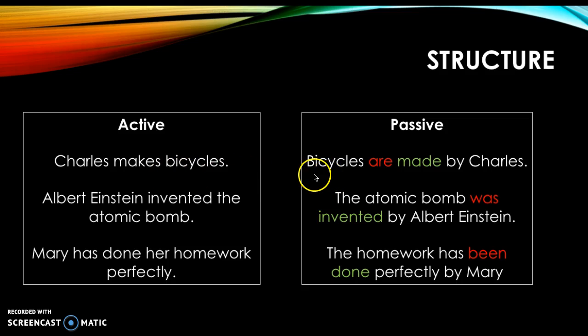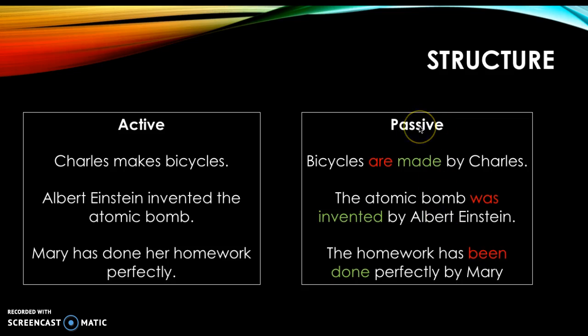Charles makes bicycles. So in passive voice we say bicycles are made by Charles. The same with the second one. The atomic bomb was invented by Albert Einstein. And the last one, the homework has been done perfectly by Mary. So why do I have these words in red: are, was, and been?